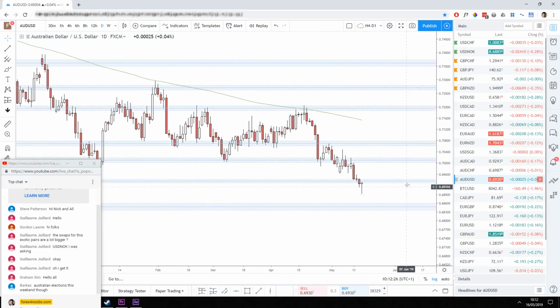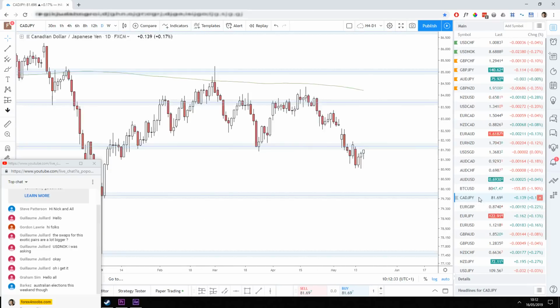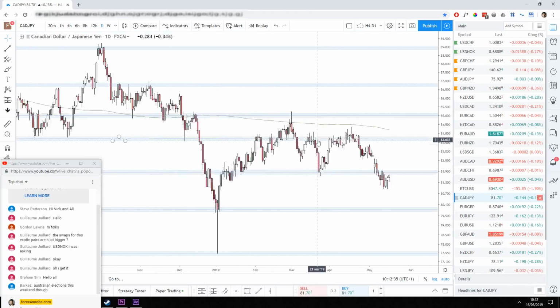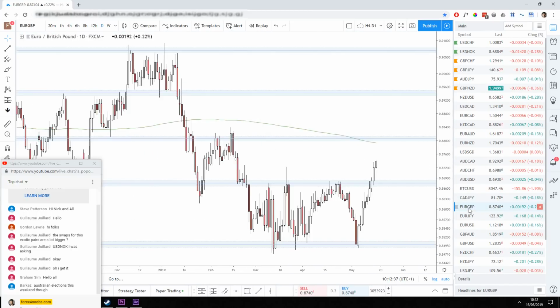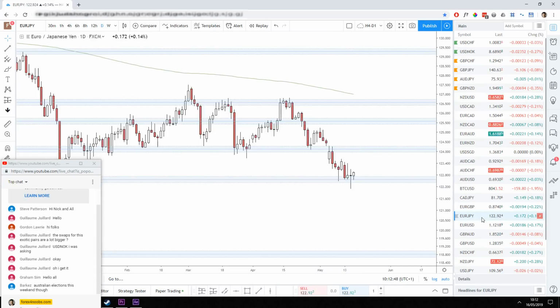Yeah, I think this could continue down, but I don't really see any clear setup here, and I wouldn't want to hold a trade over the weekend at all, given the election news. Euro GBP, we were looking for a potential short here earlier this week also, but it just smashed straight through, so it never triggered.